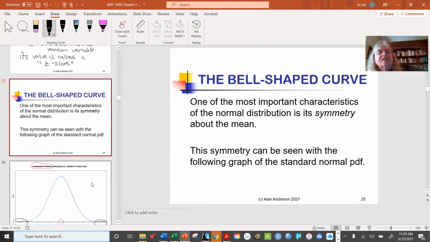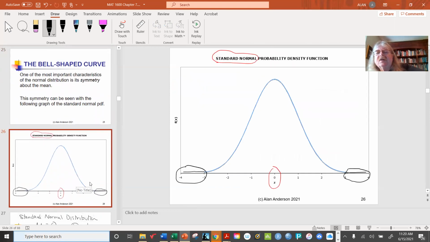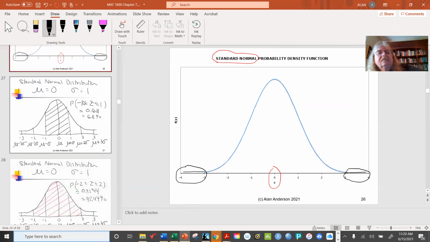the bell-shaped curve. So I've got some Excel graphs. Now you can see Excel does a pretty nice job doing these curves. Now, let's look at the standard normal curve. We want to start thinking in terms now of probabilities.